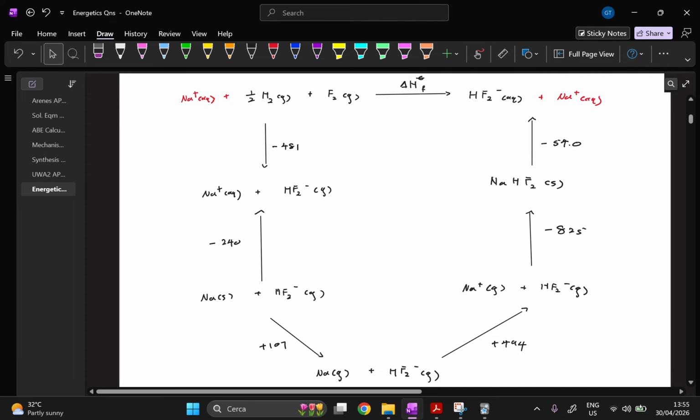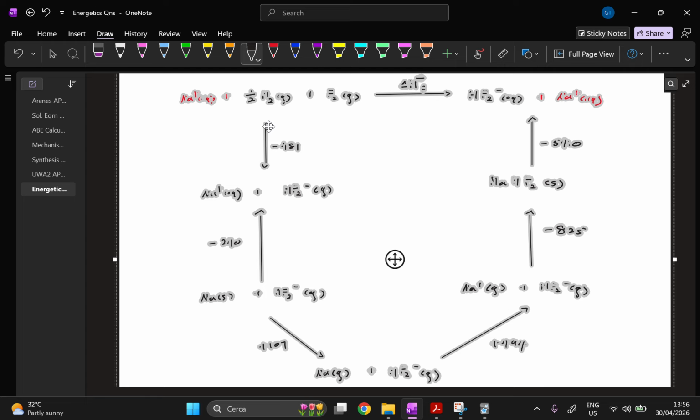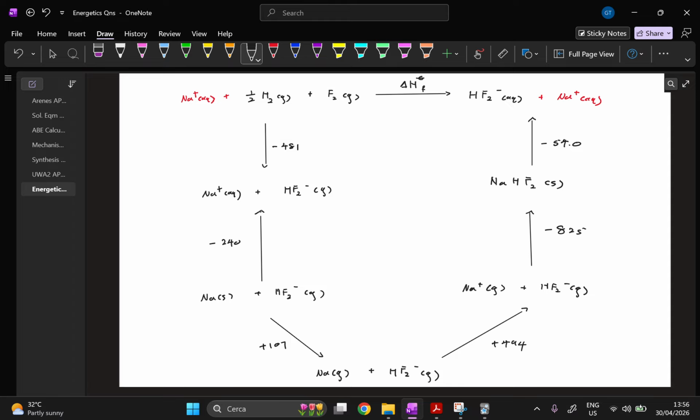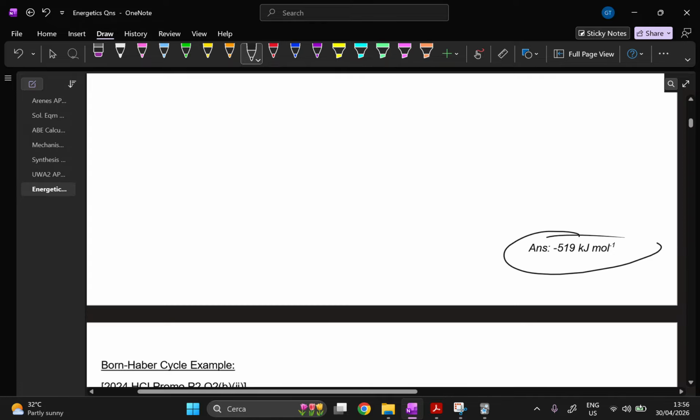So once again, just like the previous one, anything that is in the direction of the arrow, I keep. Anything that is against the direction of the arrow, I must flip sign. So this one is in the direction. This one is in the direction. This one is against the direction, so I must flip. So this is going to be minus 481 plus 240. I must flip this minus to a plus because I'm going against this arrow. So minus 481 plus 240 plus 107 plus that. Key all that in, you should get minus 519.